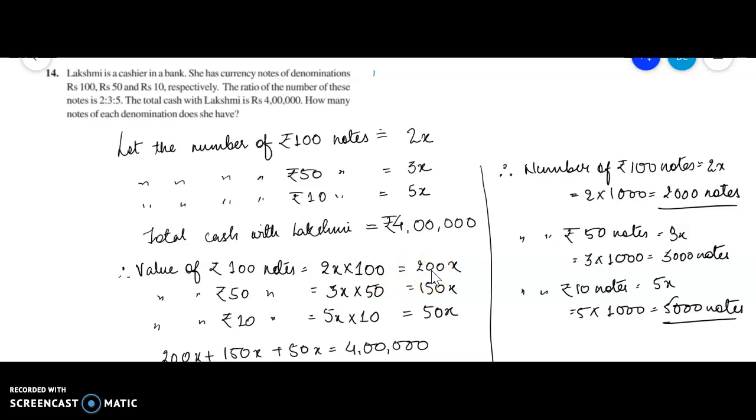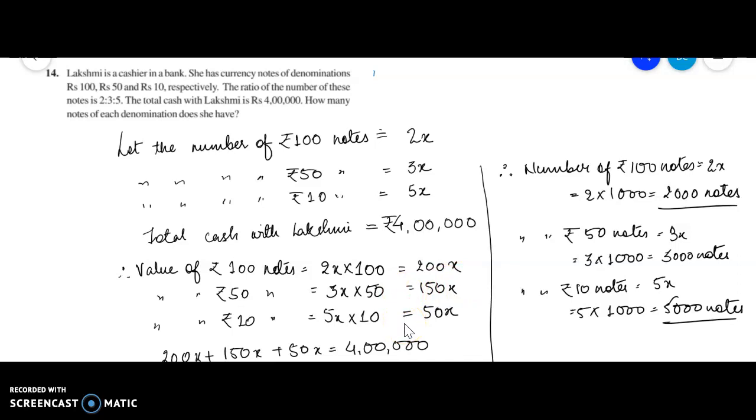You can think of it like this: you have 10 rupees notes and the number of notes you have is 2. So what is the value? Obviously 2 into 10, that is 20. The total value you have is 20. That is what we have done in this part: we have found the value of the 100 rupees notes. Similarly, we'll do it for 50 and 10 also.